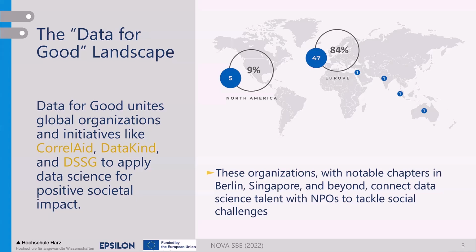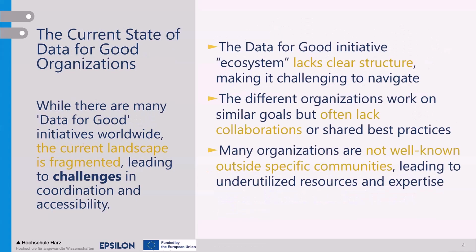However, due to their overall network, they connect data enthusiasts and data talents with non-profit organizations in order to work on projects with social impact. While there are many data for good initiatives worldwide, our landscape showed that the landscape is somewhat fragmented. This is a current challenge in coordinating the accessibility of data science for good services. It is a challenge both for enthusiasts who want to join such an initiative, and for organizations who would like to receive data consultation from a Data for Good initiative.